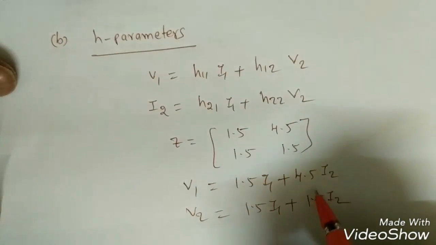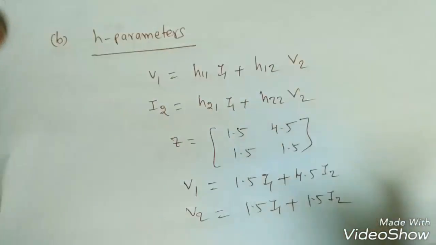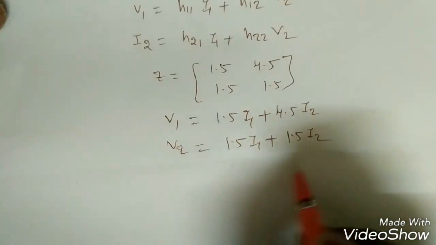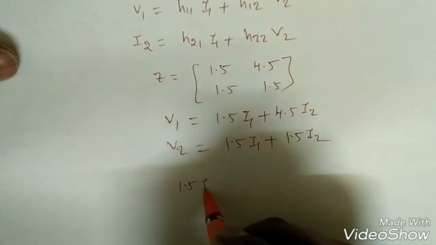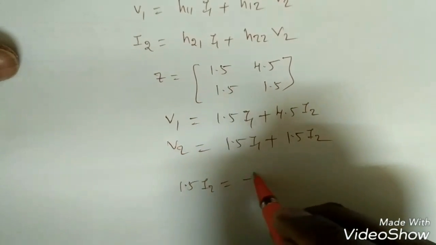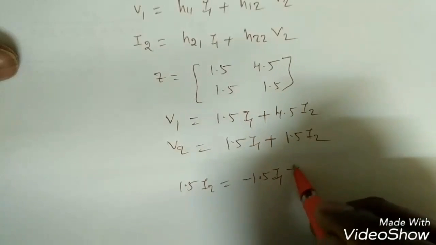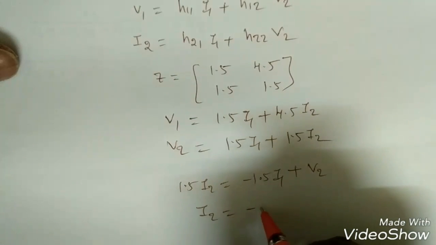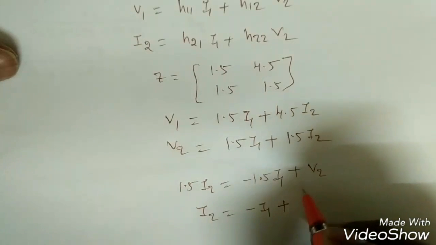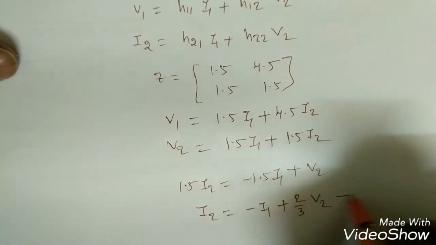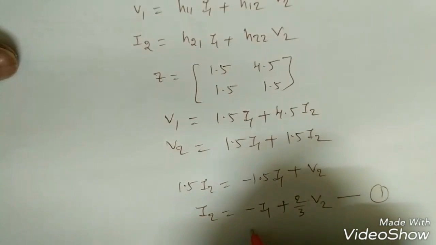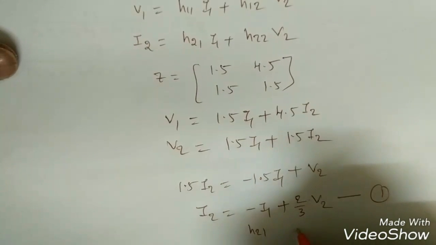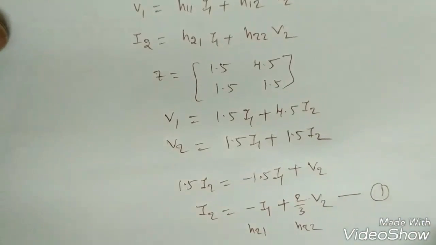Now we need to rearrange these equations like this. From equation 2 I can make it like this: 1.5 I2 is equal to, this is going to the other side, minus 1.5 I1 plus V2. So what is I2? Minus 1.5 by 1.5, it is minus I1 plus 1 by 1.5 is 2 by 3 V2. This is equation 1. So I2 gives us H21, and this is H22.